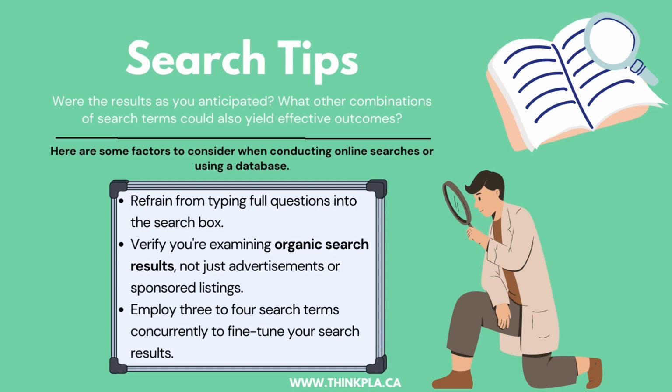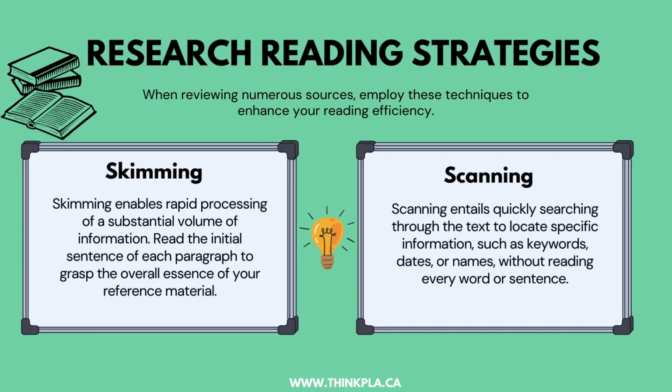Were the results as you anticipated? What other combinations of search terms could also yield effective outcomes? Here are some factors to consider when conducting online searches or using a database. Refrain from typing full questions into the search box. Verify you're examining organic search results, not just advertisements or sponsored listings. Employ 3 to 4 search terms concurrently to fine-tune your search results.